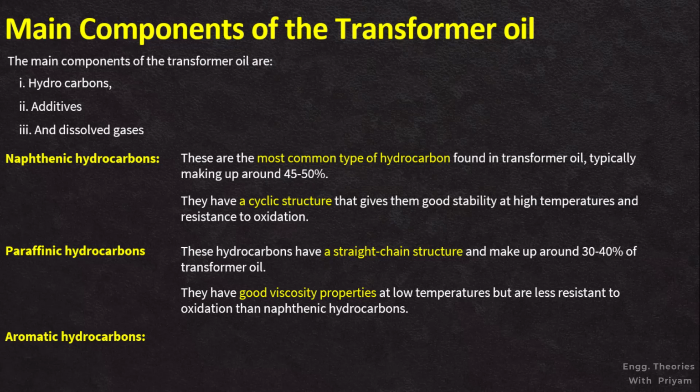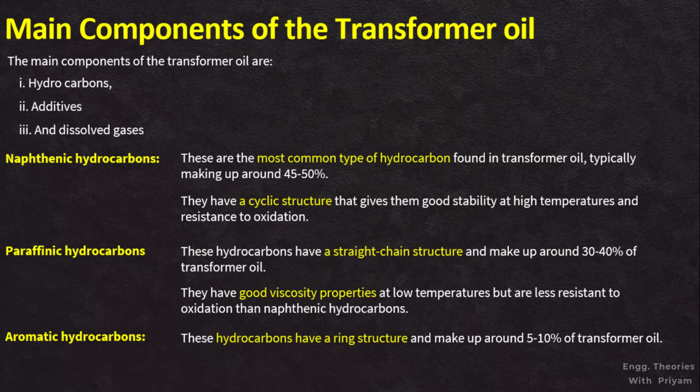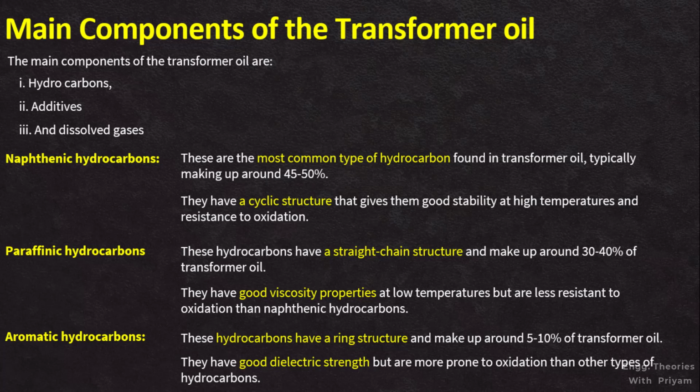Aromatic hydrocarbons. These hydrocarbons have a ring structure and make up around 5 to 10% of the transformer oil. They have good dielectric strength but are more prone to oxidation than other types of hydrocarbons. Examples are benzene and toluene.